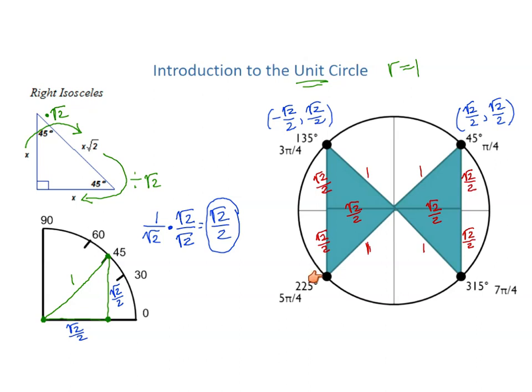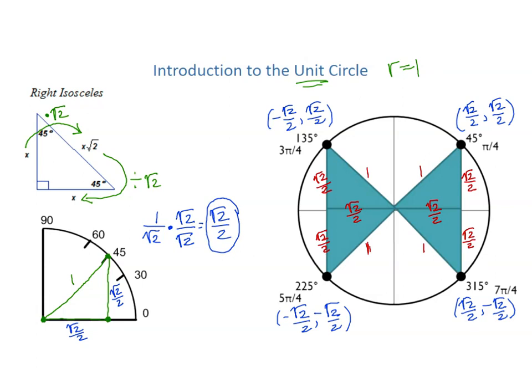What about this point? Well, to get to this point, I have to go left root 2 over 2, and then down root 2 over 2. So the coordinates for this point are negative root 2 over 2, negative root 2 over 2. And then lastly, the last point that I have here to label, I would have to go right root 2 over 2 and then down root 2 over 2. So my coordinates would be root 2 over 2, negative root 2 over 2. And now I filled in the coordinates for those 4 points using what I know about special right triangles.